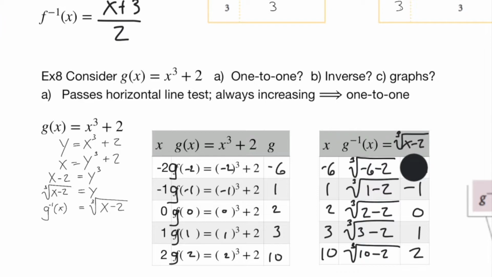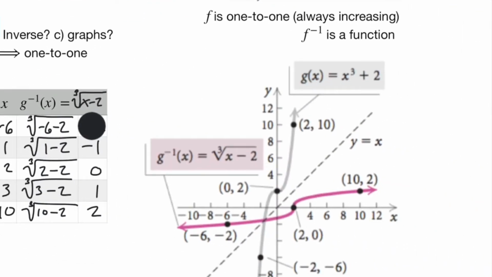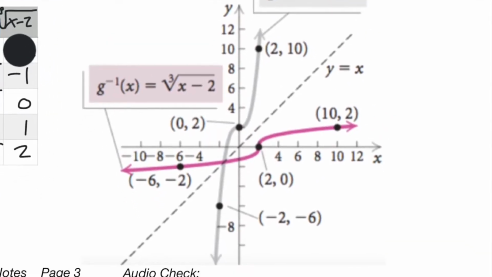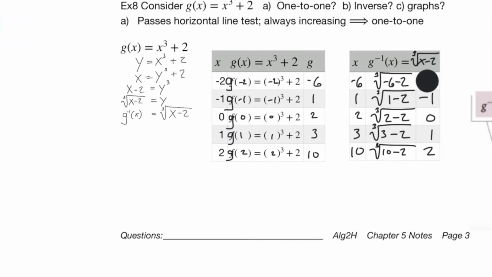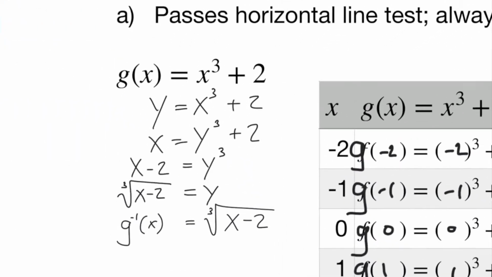If you want to know if it's 1 to 1, you can graph it and find that yes, it's always increasing. It's this gray graph right here, x cubed plus 2. It's like the x cubed graph, except it's been vertically shifted up 2 units. And it is always increasing, therefore it is 1 to 1. It passes the horizontal line test.